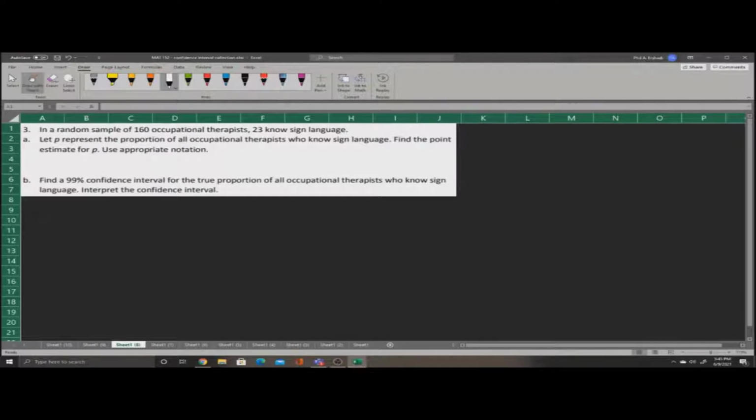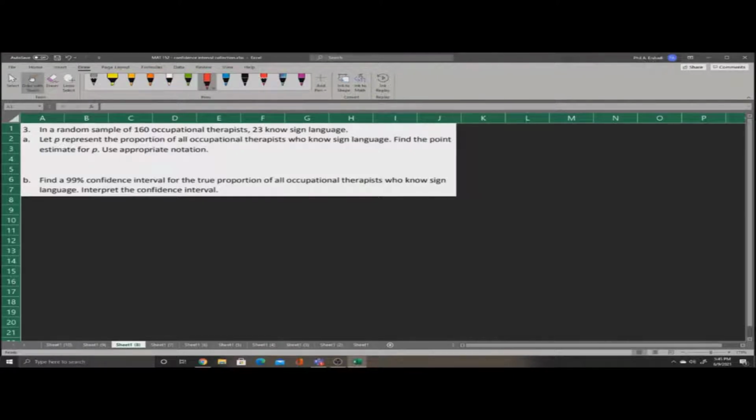This question says that in a random sample of 160 occupational therapists, 23 know sign language. Let P represent the proportion of all occupational therapists who know sign language. Find the point estimate for P and use appropriate notation.